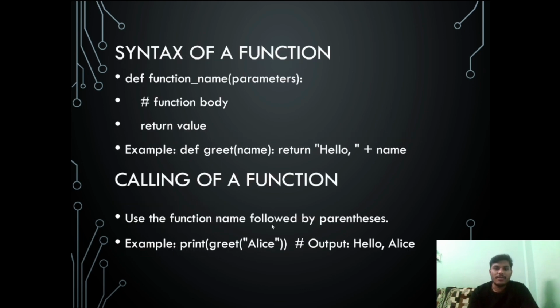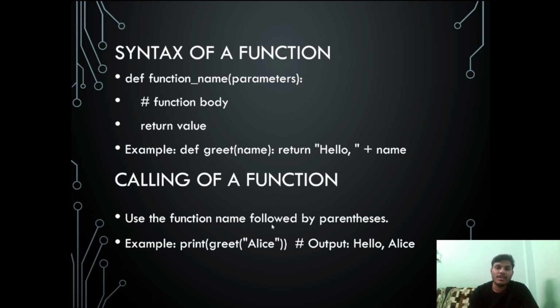Now, syntax of a function. Let's look at the basic syntax of defining a function in Python. We use the def keyword followed by the name of the function and parameters. Then we write the function body and optionally a return statement. For example, def greet(name) and return "Hello" plus name. This function takes one parameter, name, and returns a greeting message to the name.